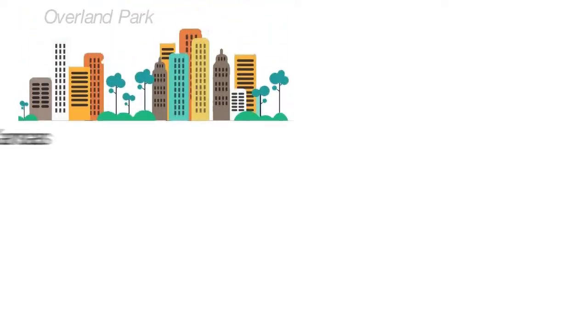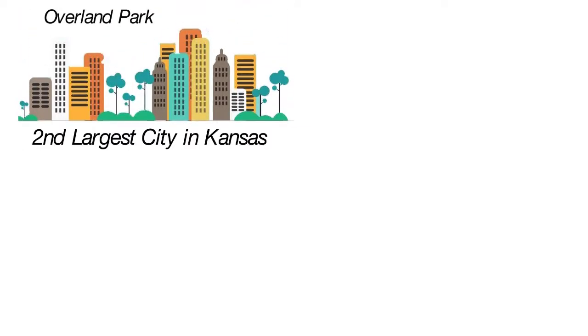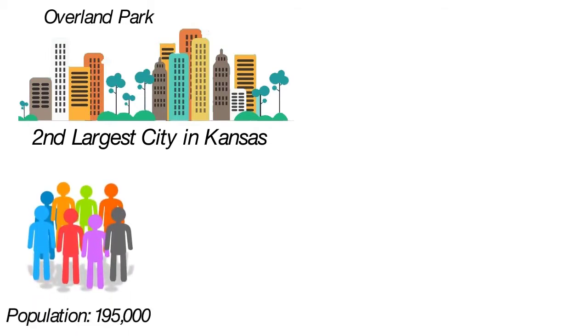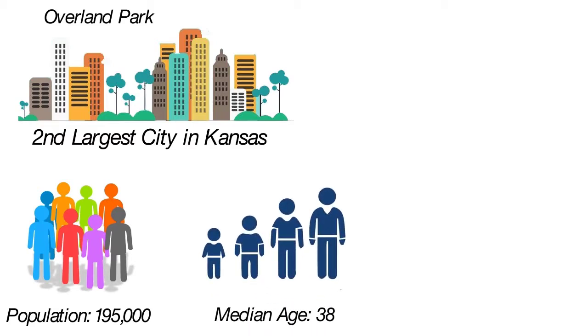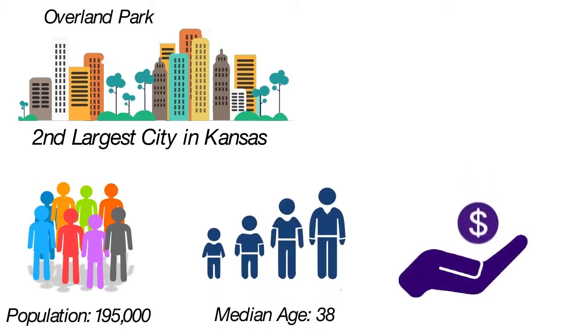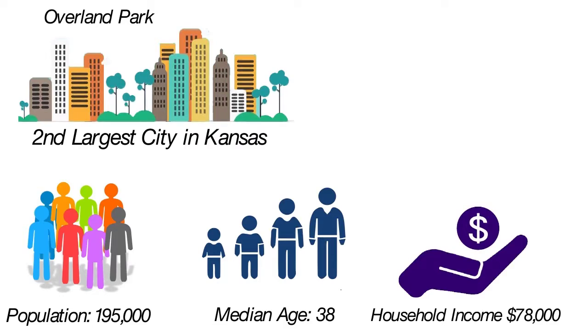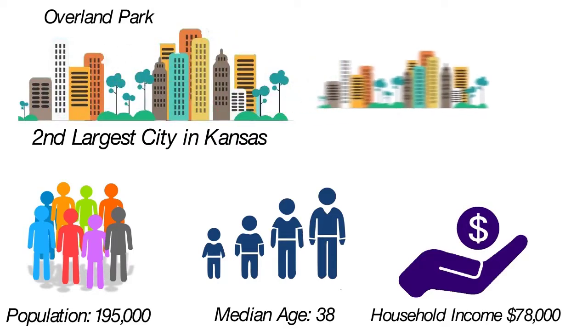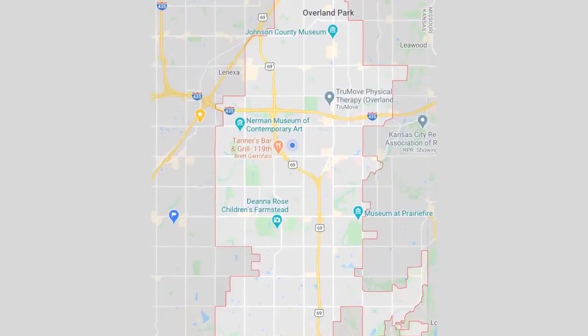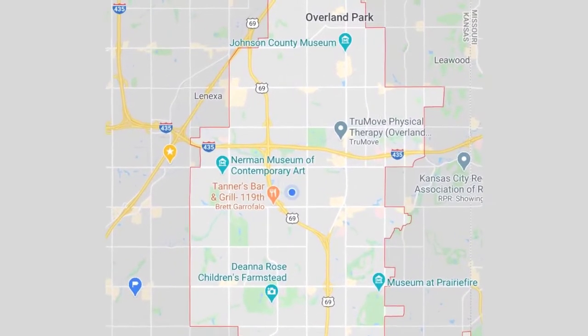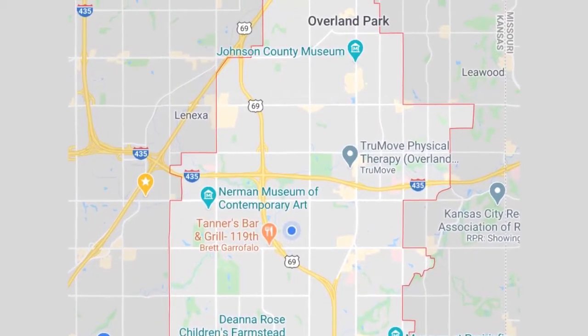Now, Overland Park is the second largest city in Kansas. It has a population just under 200,000. The median age of people in Overland Park is 38. Median household income is just under $80,000, and the city does cover 75 square miles. And if you look at a map of Overland Park, you'll see that Interstate 435 cuts almost right through the middle of the city.